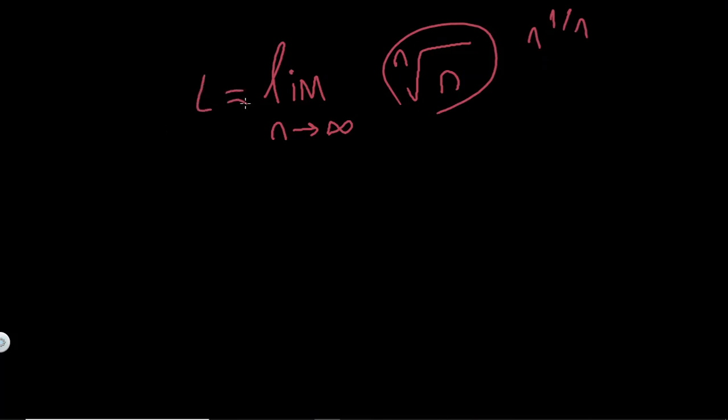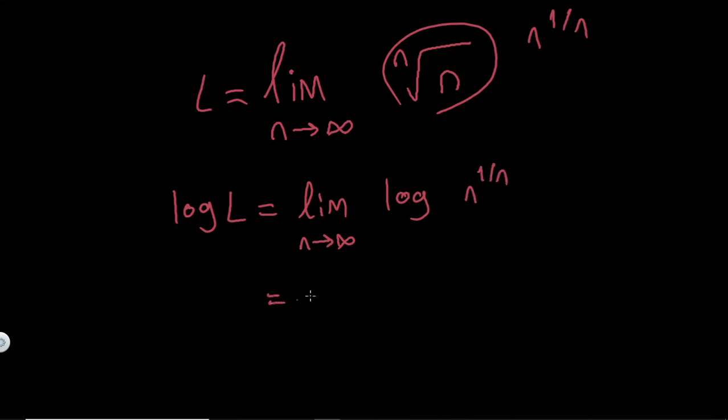So let's say this is equal to L and take the logarithm of both sides. Log L is equal to the log of this thing, and we know that the logarithm is continuous, so we can swap limits and logarithm. So the limit as n goes to infinity of the logarithm of n to the 1 over n. And now I can use the property of the logarithm and take this 1 over n before, so it's going to be log n over n.